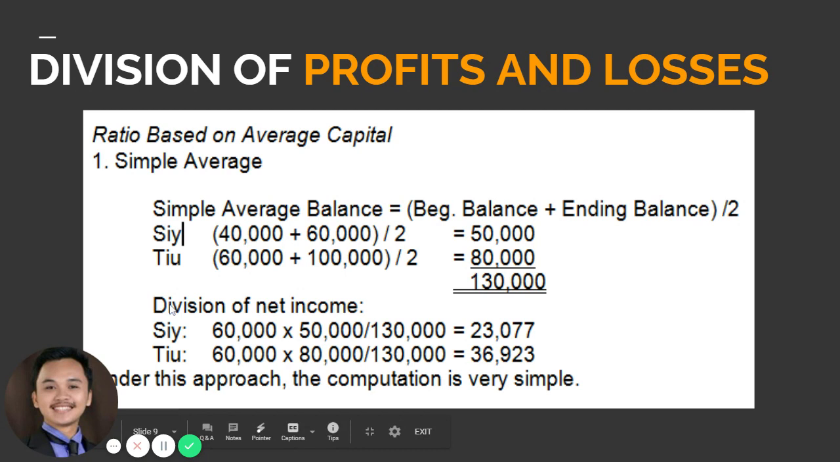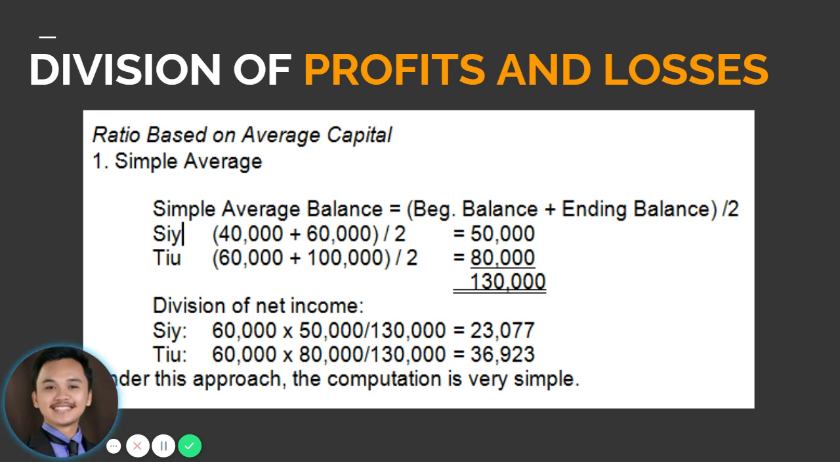The fourth method of dividing profits and losses based on capital balances will be ratio based on average capital. This average capital will also have two methods: the simple average method and the peso month, peso day method. Okay, to start, let's have simple average first.